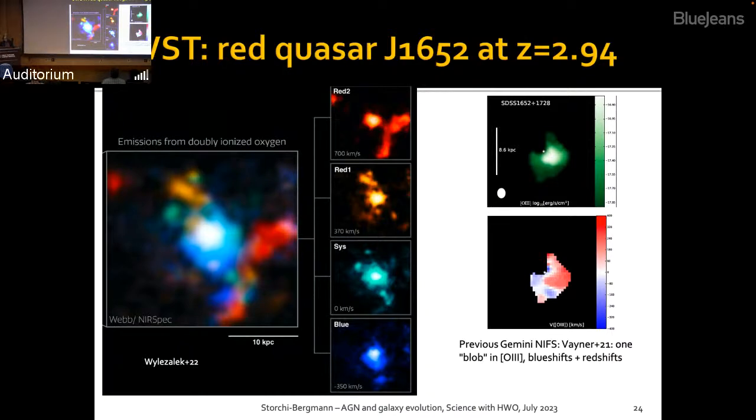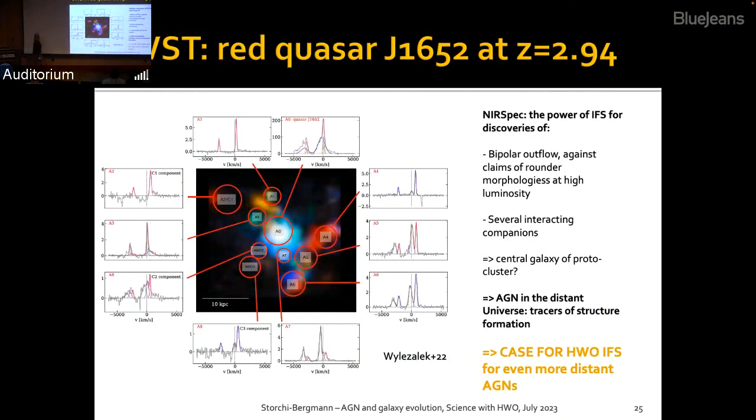This is NIRSpec IFU, and they found many things that we did not see in the ground-based study: a bipolar outflow, several interacting companions, and because of these companions, the hypothesis that this is the central galaxy of a protocluster. So AGN in the distant universe could be tracers of structure formation.